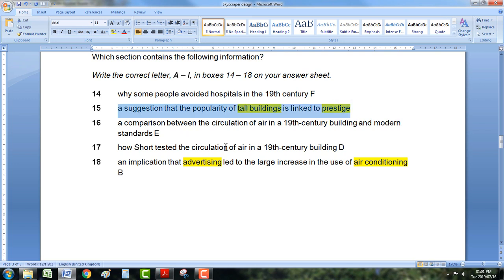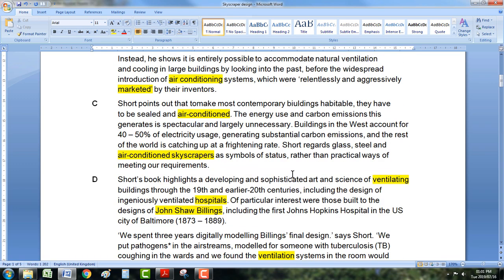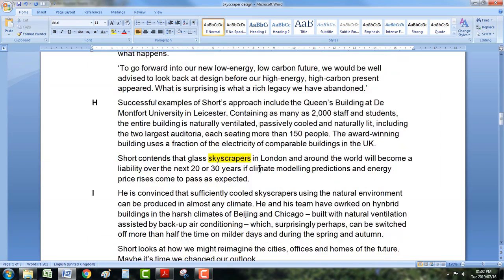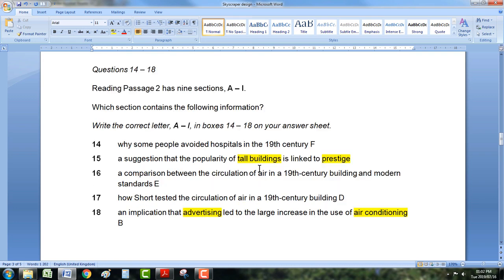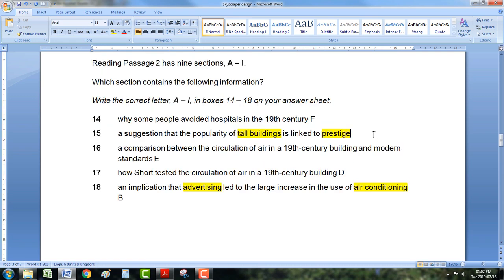Finally, popularity of tall buildings is linked to prestige. Almost impossible to find. A native speaker will struggle to find this. Symbols of status. Status means prestige. So there's the tall buildings as symbols of prestige. But really, that was incredibly difficult. I don't know if I would have been able to do this perfectly in 20 minutes. It's actually got really difficult toward the end. These last two were very difficult.